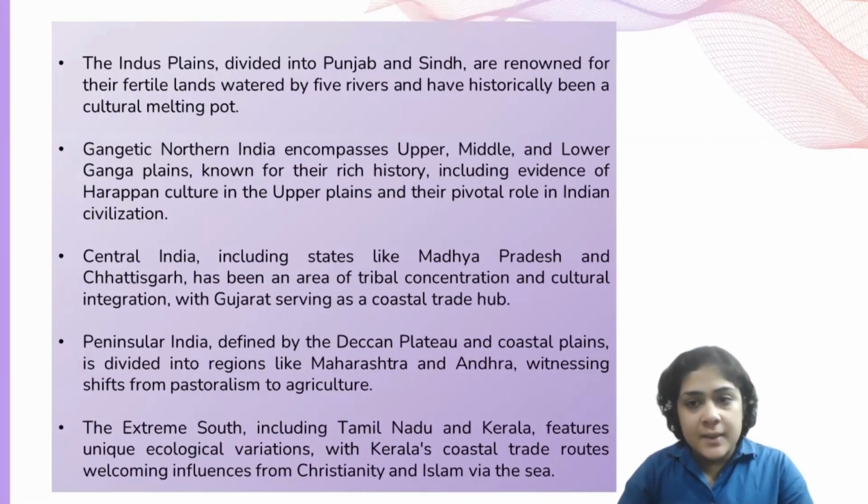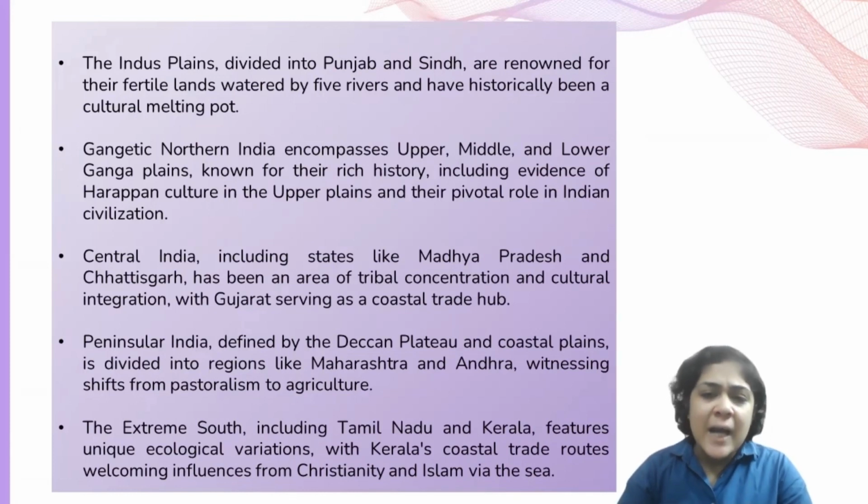The Indus Plains. The mountain passes lead to the fertile plains of the Indus, which can be divided into two regions, Punjab and Sindh. Punjab, now split between India and Pakistan, is named after its five rivers: Ravi, Beas, Chenab, Jhelum, and Satluj. These rivers, flowing through a vast alluvial plain, have turned the region into a major food source for the subcontinent and a cultural melting pot.